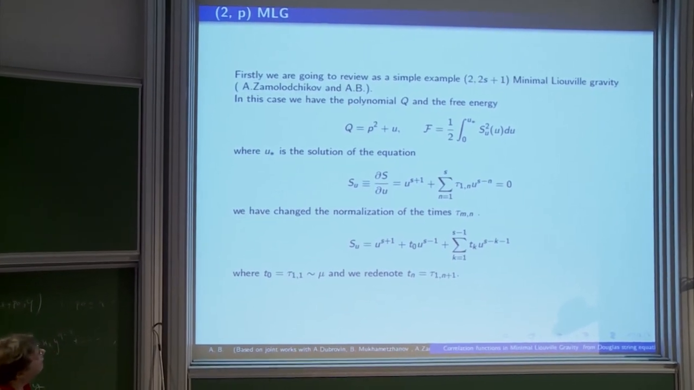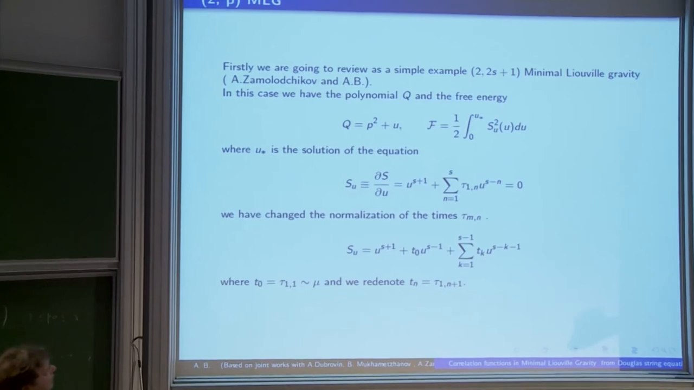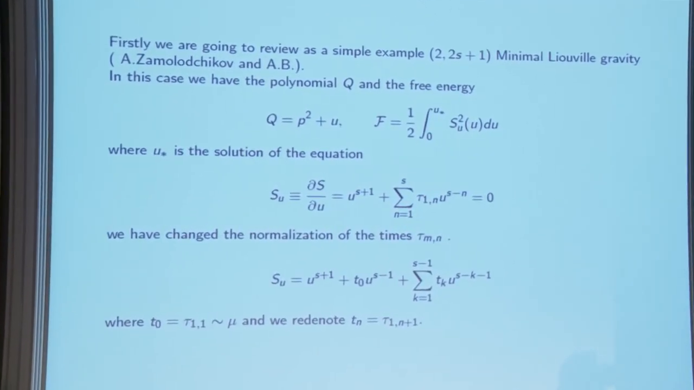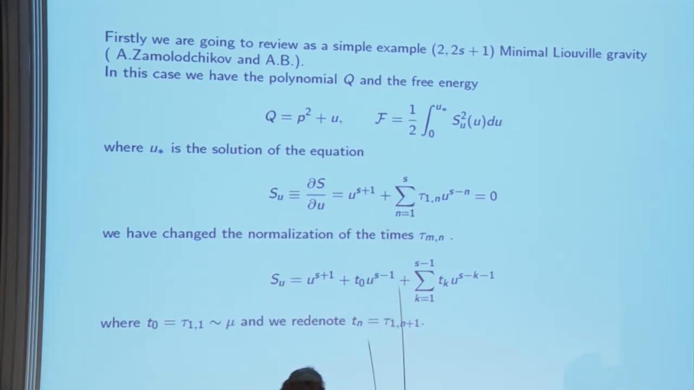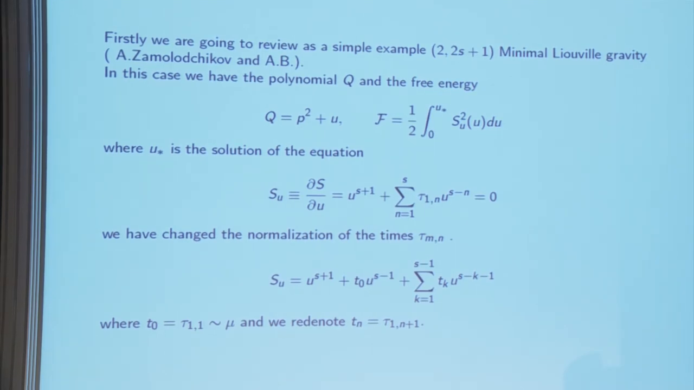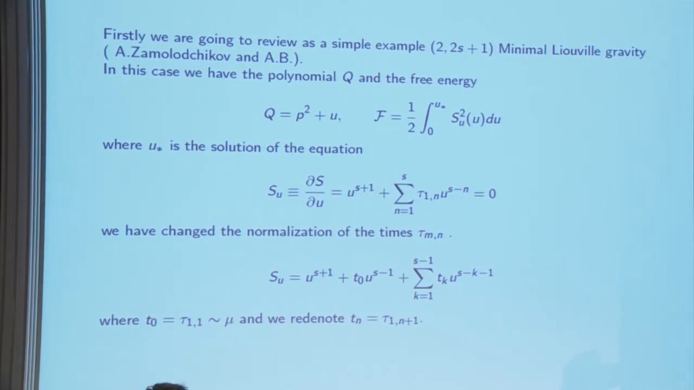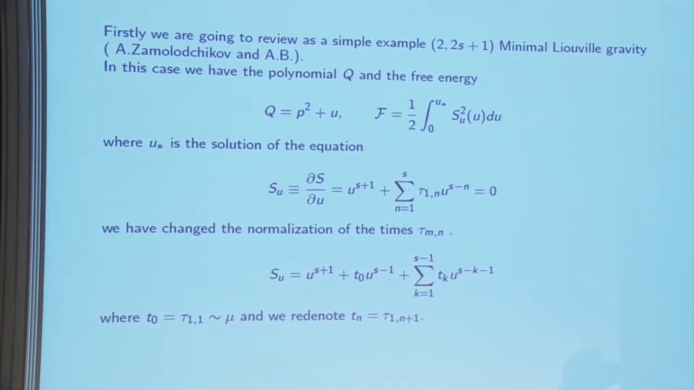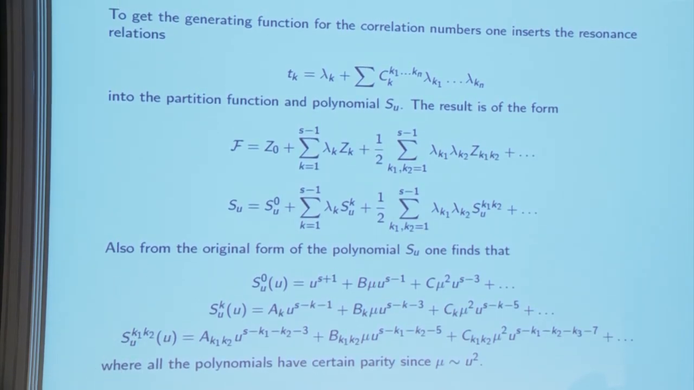Consider a simple example, the case when it's KdV, in fact, the case of the Lee-Yang series of minimal Liouville gravities. In this case, our polynomial is of second order. We have a very simple form for our generating function. S(U) is a polynomial of the only variable U. It's written here. I use here somehow the enumeration of variables t of types, and then we should get the generating function for correlation numbers.